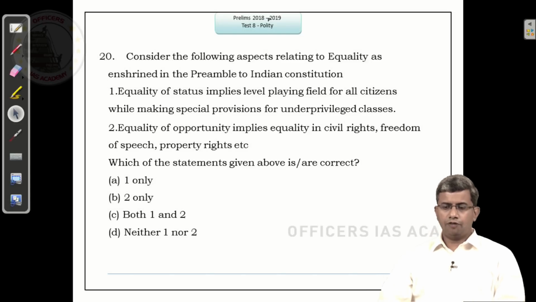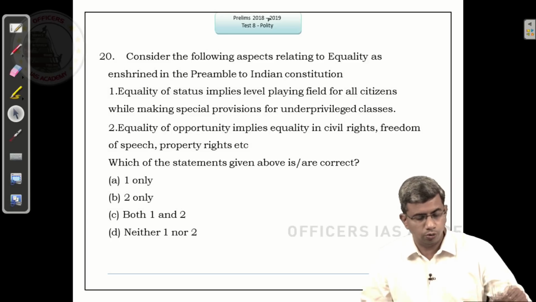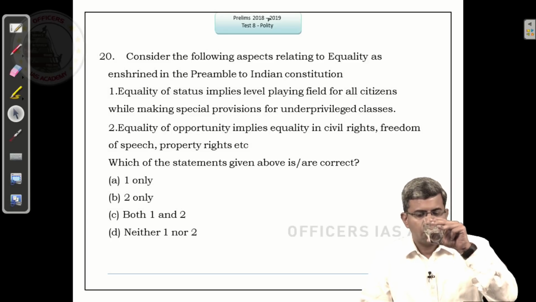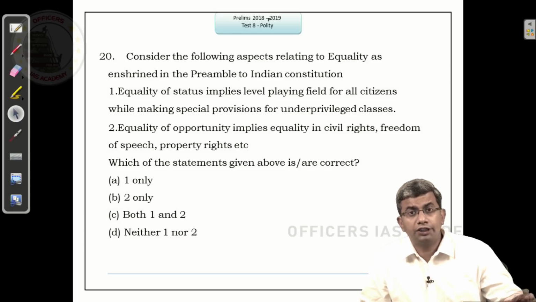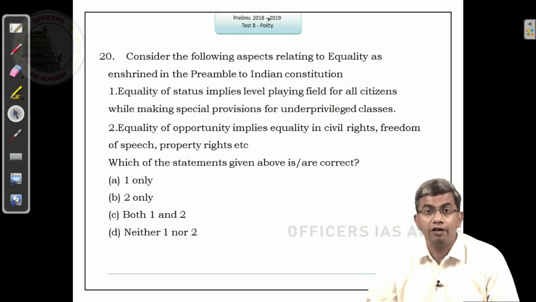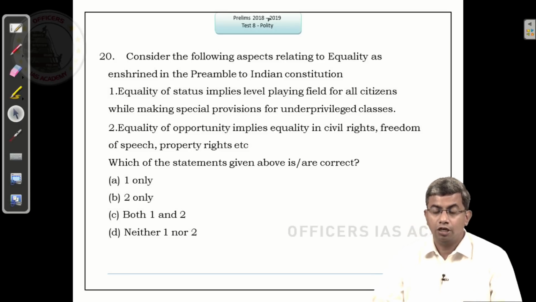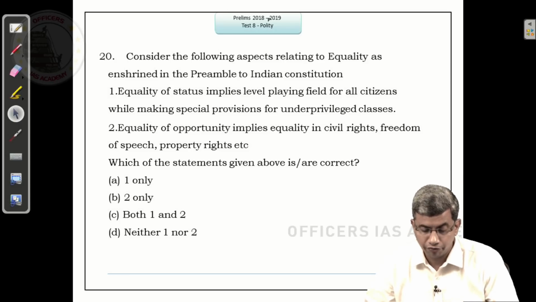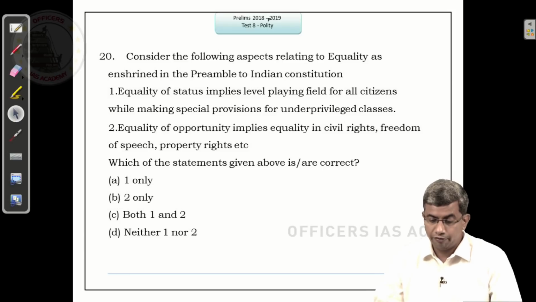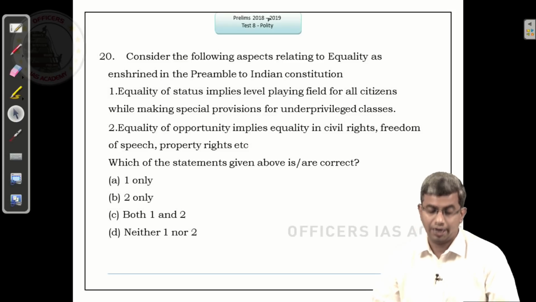Moving on, consider the following aspects relating to equality as enshrined in the preamble to Indian Constitution. Equality of status implies level playing field for all citizens while making special provisions for the underprivileged classes. Equality of opportunity implies equality in civil rights, freedom of speech, property rights, etc. Which of the statements given above are correct?